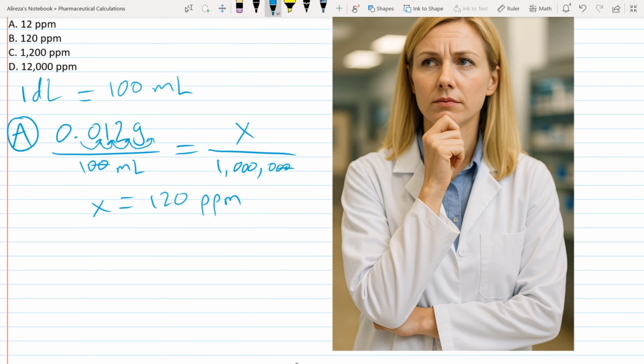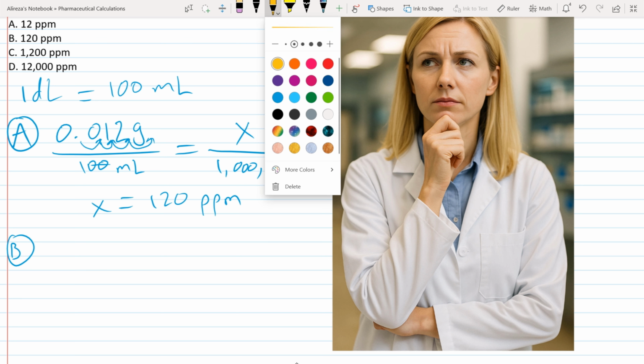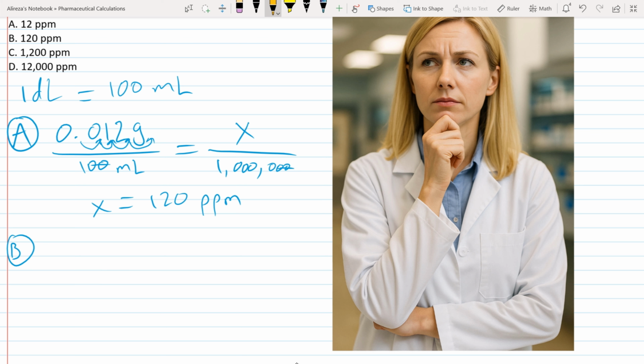So here is another way to do it. We're going to call this B, and I'm going to change the color. In order to do this, we're going to use the idea that 1 milligram per liter is the same thing as 1 part per million. So in other words, all you have to do is convert from 0.012 gram per deciliter to milligram per liter, and that is essentially your parts per million.